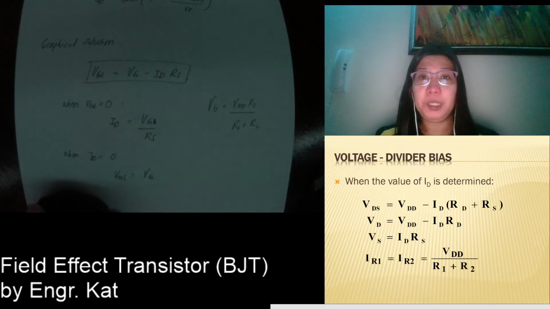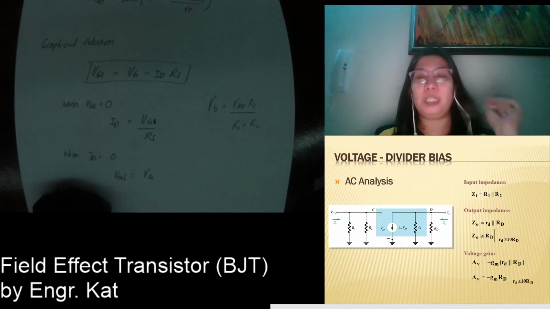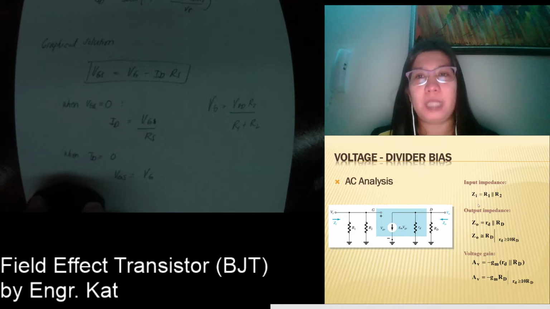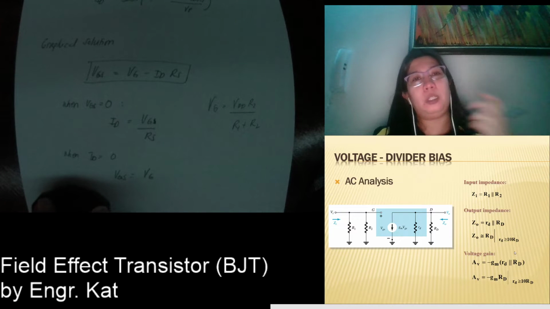Here we have the formulas for voltage divider bias. For AC analysis, it is just the same. The difference is for ZI, R1 is parallel with R2. But as you can see, for the output impedance and the voltage gain, it will just be the same.